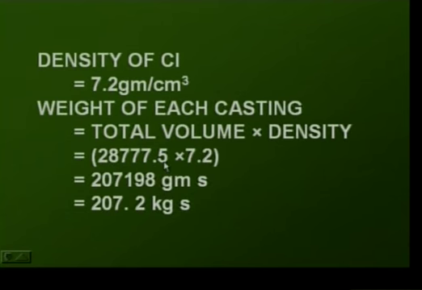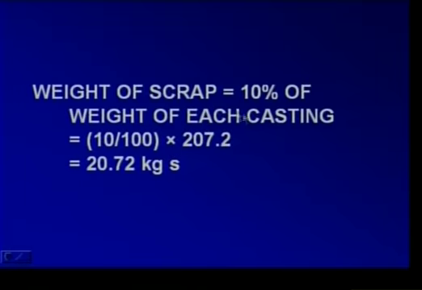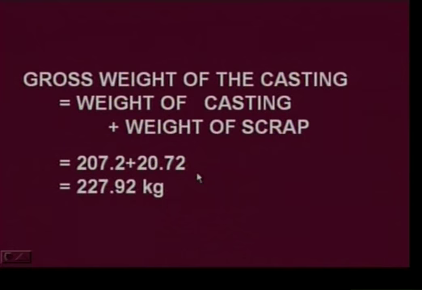Substitute the total volume 28,777.5 into 7.2. So, the value becomes 2,07,198 grams. By converting into kilograms, it becomes 207.2 kgs. The weight of scrap is 10% of weight of each casting, that means 10 by 100 into weight of casting 207.2. The value becomes 20.72 kgs.